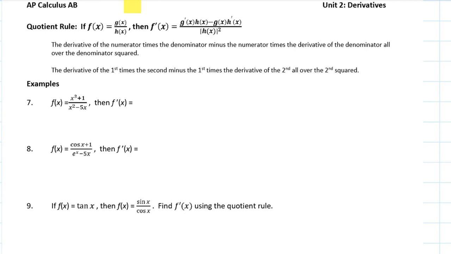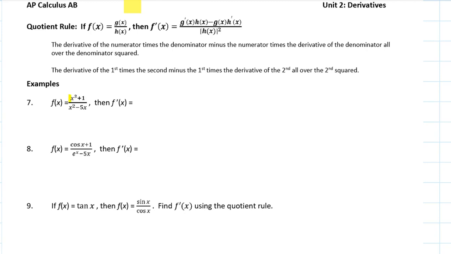Okay? So it's the derivative of the numerator times the denominator minus the numerator times the derivative of the denominator, all over the denominator squared. I'm going to look at it again as the derivative of the first times the second minus the first times the derivative of the second, all over the second squared.